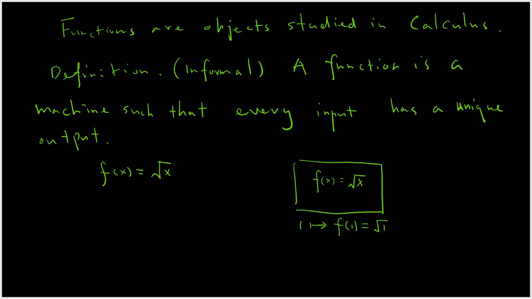I give you the solution to the first case. Square root of 1 is equal to 1, of course, right? If the input is 1, the output is also 1.